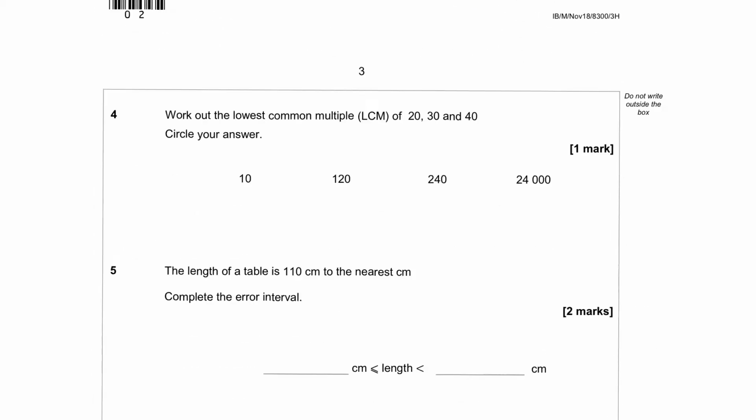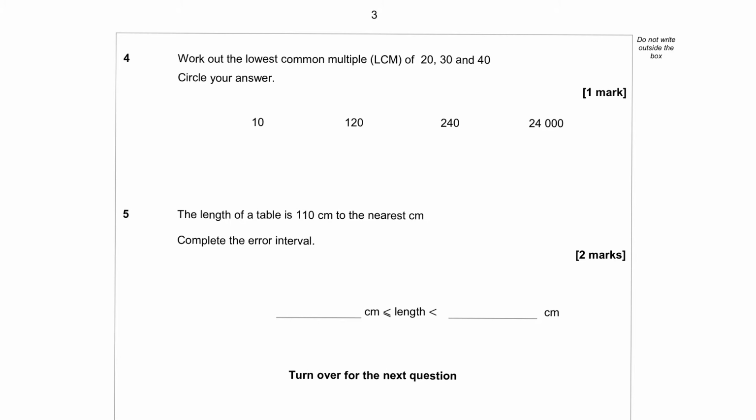Okay, so moving on. Question 4 says, work out the lowest common multiple of 20, 30, and 40. I do have a video on lowest common multiple, highest common factor, and prime numbers in the link above. So quickly, what I'm going to do is work out the prime factors of 20. So 10, 5, 5, wow. 10, 2, circle 2 because it's a prime number, and then 2 and 5, circle that.